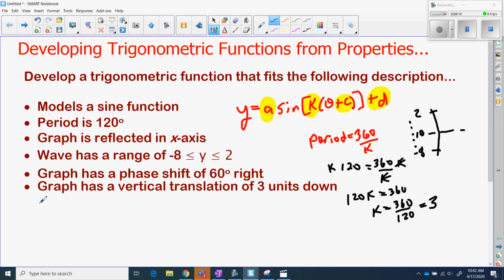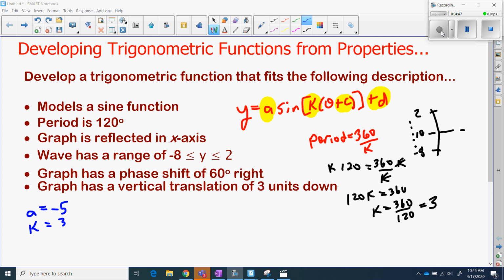All right, so I should be putting these down over here. So I know that A is negative, and it's also a 5. So I've got that one covered. We figured out k already. We know that k is going to be 3. We know it's a sine function because we were told that in the question. So we've got our a value, we've got our k value.